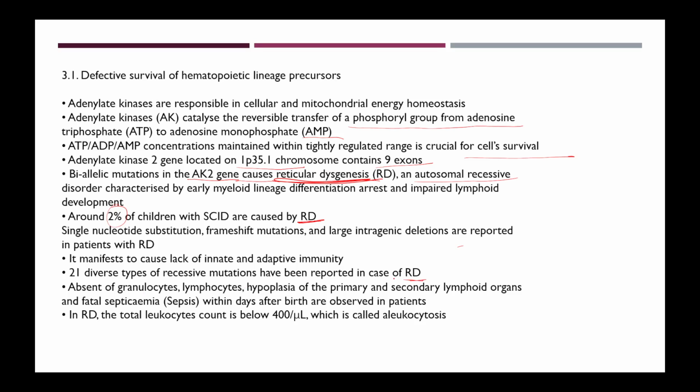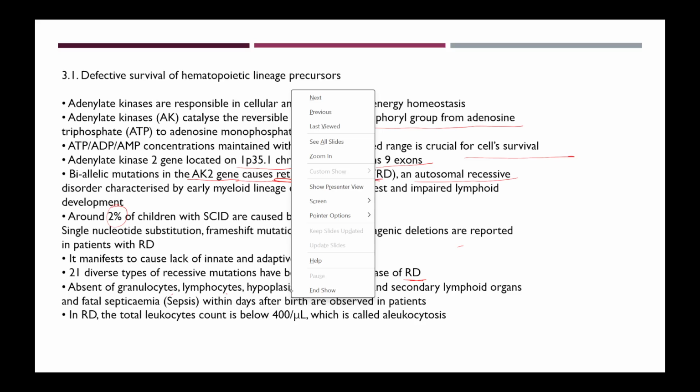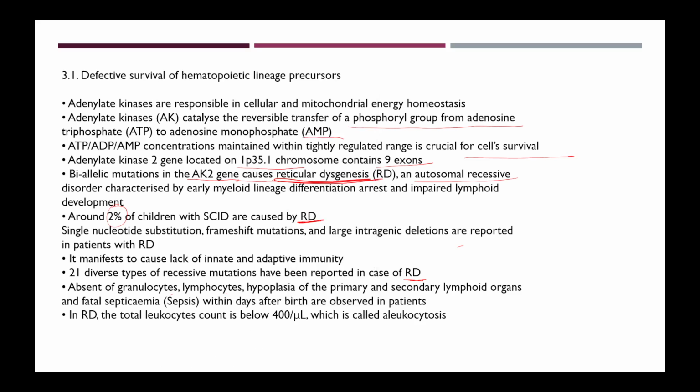Absence of granulocytes and lymphocytes, hypoplasia of the primary and secondary lymphoid organs, and fatal sepsis within days after birth are observed in the patients. So only 2% of the children with SCID are caused by RD.